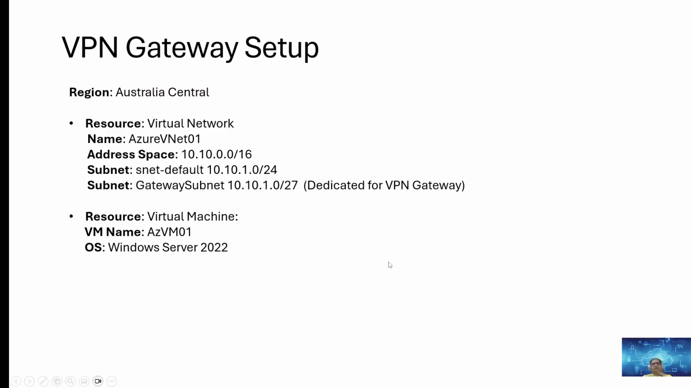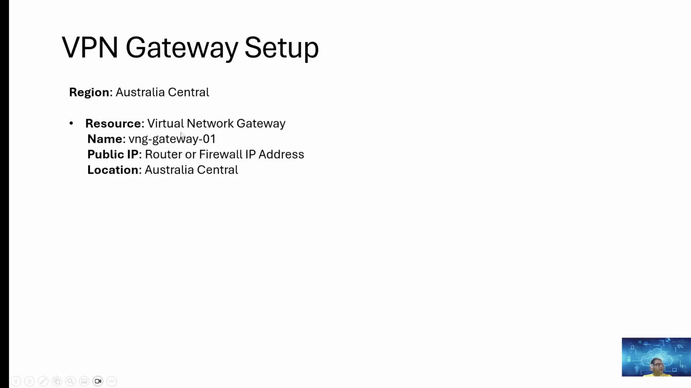Now, as a part of this exercise, I'm going to set up our environment. I'm going to create a virtual network, and I will have a dedicated gateway subnet and a virtual machine, which will not have a public IP address. Then I will have a virtual network gateway created in the virtual network. So this is what we are going to do. Let's go to the Azure portal now.